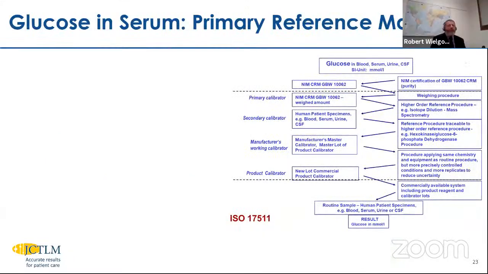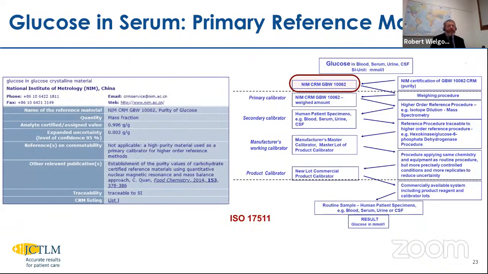So if we look at the calibration hierarchy in detail and what's in the JCTLM database, we start with the pure material, the primary reference material, and we have a material there available from NIM China, which is value assigned for the mass fraction of glucose in material using quantitative NMR and mass balance methods.